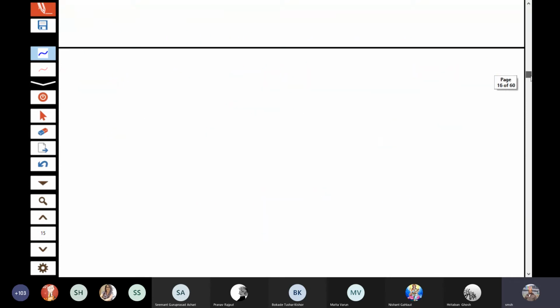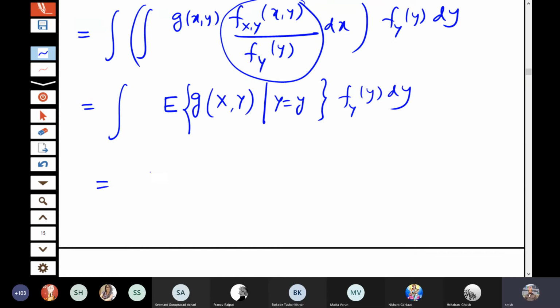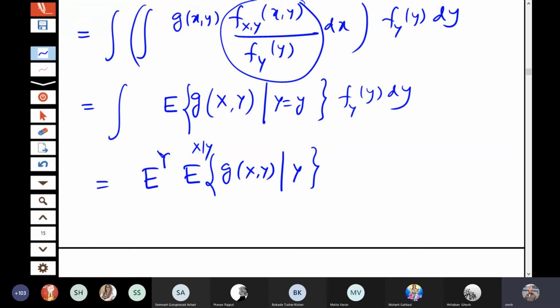So this becomes, then we can write it as expectation of expectation g(x,y) given y. That means the inner expectation is with respect to the conditional distribution of x given y, and then with respect to the marginal distribution of y. That means if I want to find out any joint expectation, then I can do it in two steps.